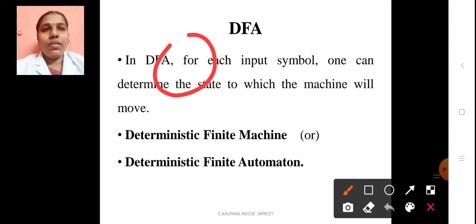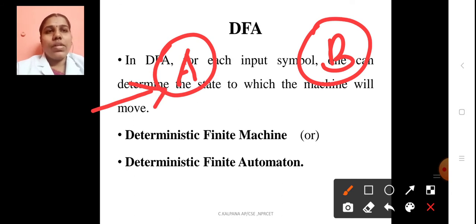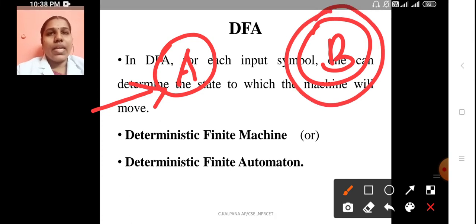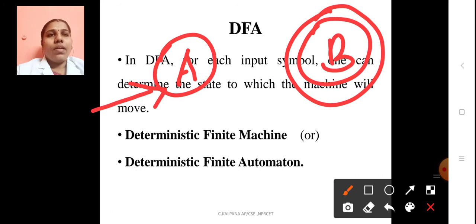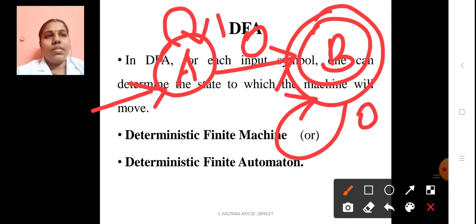So consider this diagram. Here we have two states. One is A and another one is B. A is considered as the starting state and B is considered as the final state. The input process from A to B is 0 and from A to A is 1. Input from B to B is 0. So this is the diagram example for DFA.